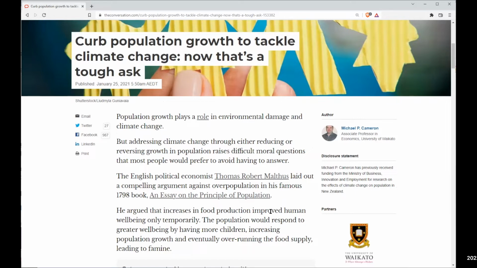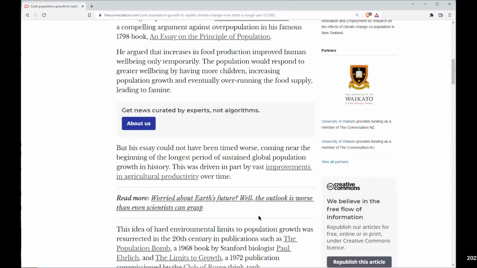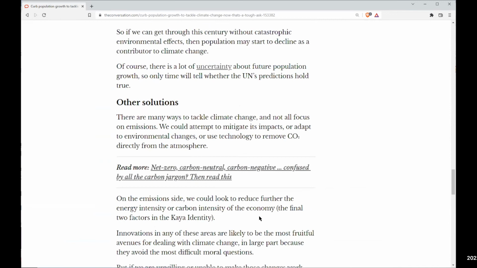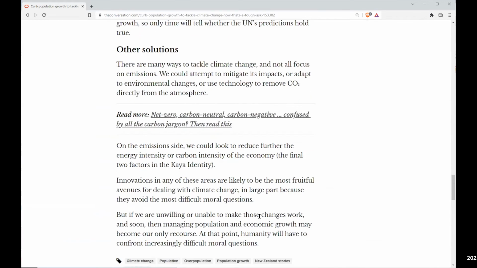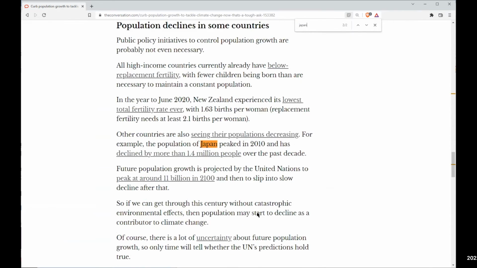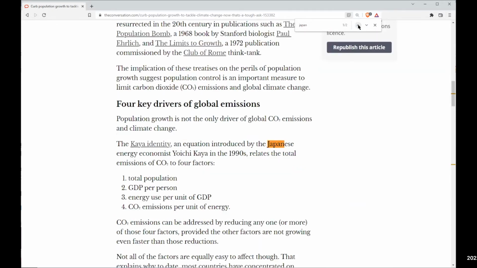It speaks about Japan in the last part of this article, and it talks about a Japanese academic who is talking about the effect of population control, but also other things that can lead to an improvement in emissions and climate change. So it's interesting, and you might find that interesting. You can look at that in your own time.